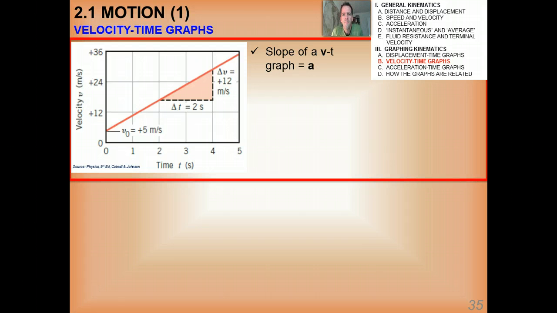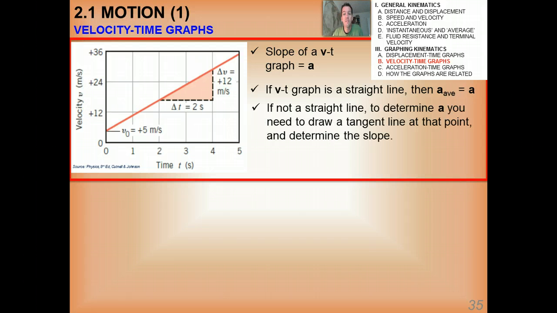Now the slope of a velocity time graph gives you acceleration, or in other words, the derivative of v of t gives you a new slope function, a of t. Very similar to the relationship between the displacement time graph and the velocity. Now if the velocity time graph is a straight line, as before, the average acceleration equals the instantaneous acceleration. If it's not a straight line, to determine the acceleration, you need to draw a tangent line at that point and determine the slope.